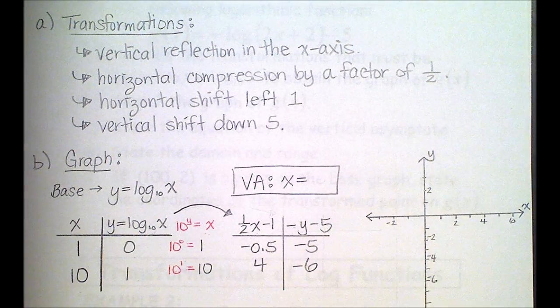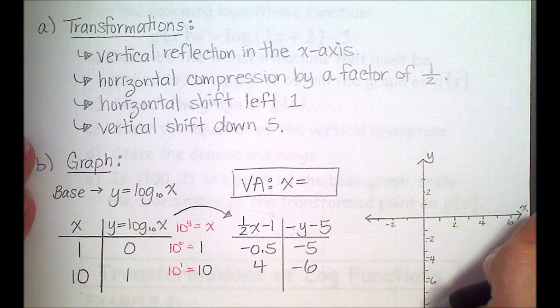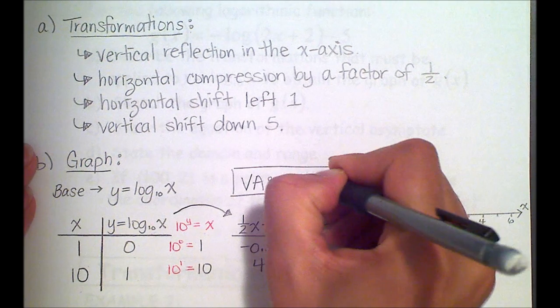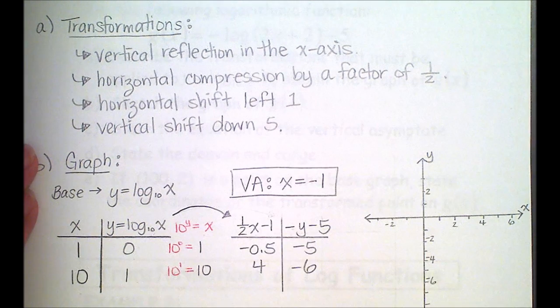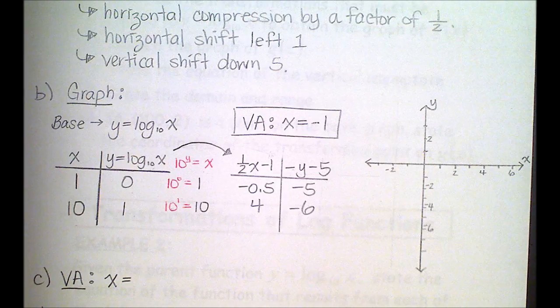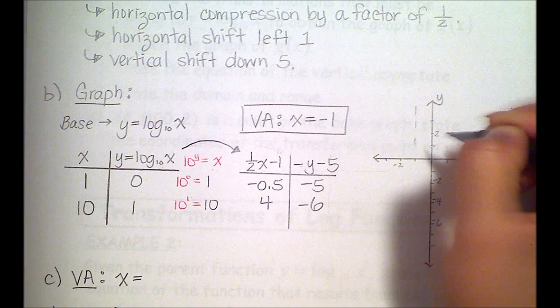Okay, before I can graph any of these points, what I need to figure out is where my vertical asymptote is. So normally your vertical asymptote is at x equal to 0. Because the graph has been shifted to the left 1, the vertical asymptote has moved to x equals negative 1. Okay, and so now I can actually graph the asymptote and then where my key points are and then sketch a graph of the function. So I have an asymptote at x equal to negative 1. So I'll graph that first.